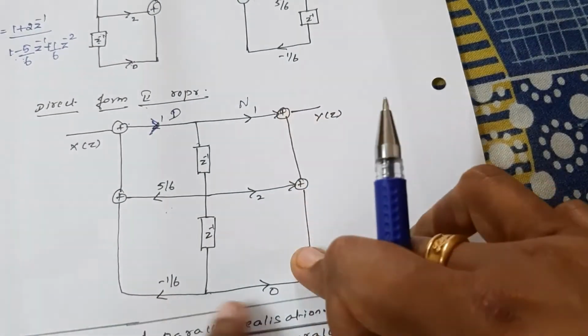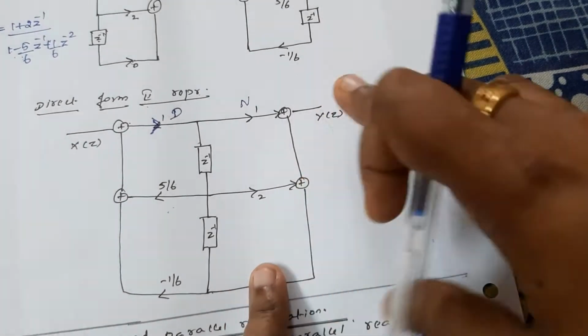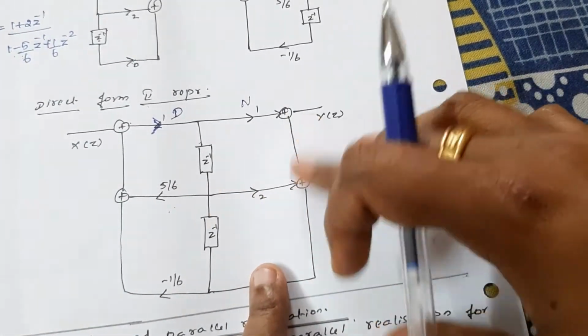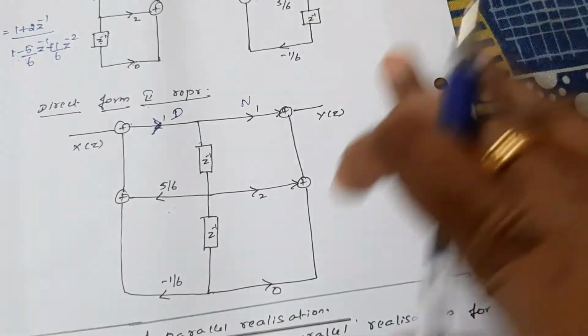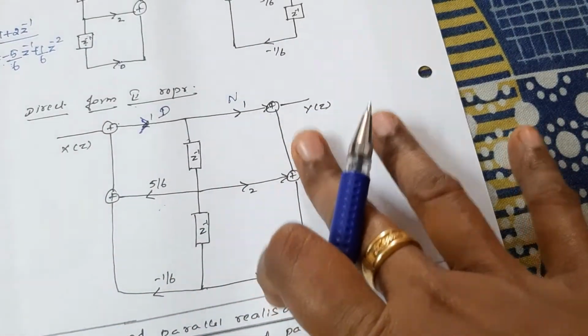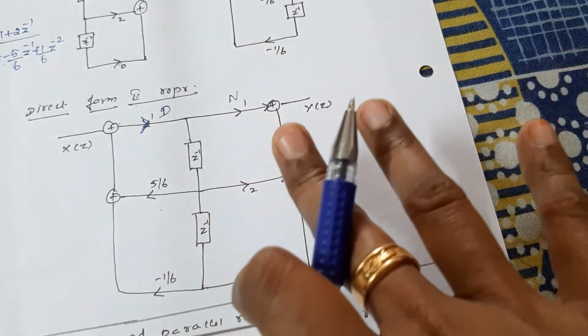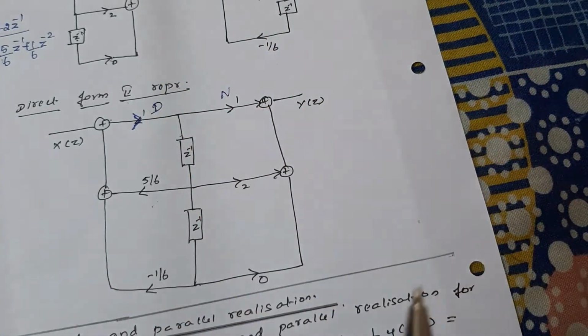Now draw the numerator. You need not draw this value. For the numerator the values are 1 and 2, where the 2 is with z inverse. So this is the direct form 2 representation. Once we know direct form 2, we can draw the cascade, series and parallel realization.